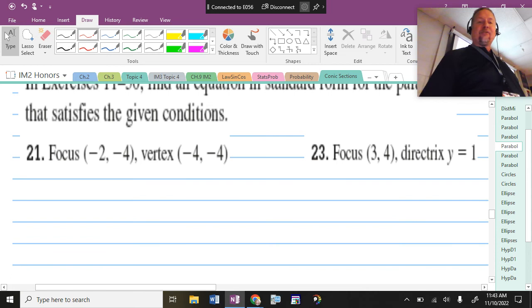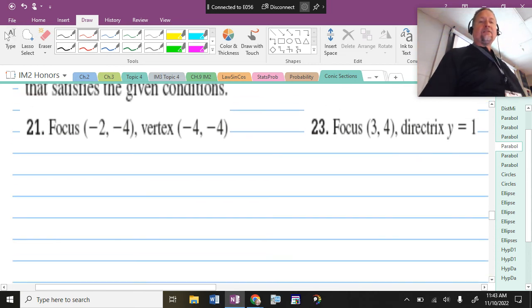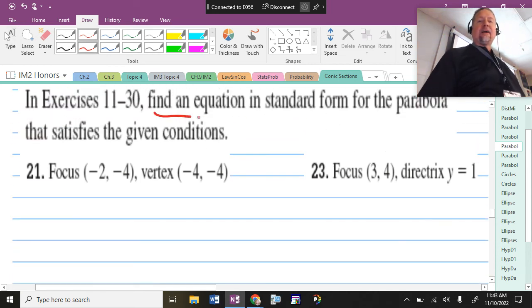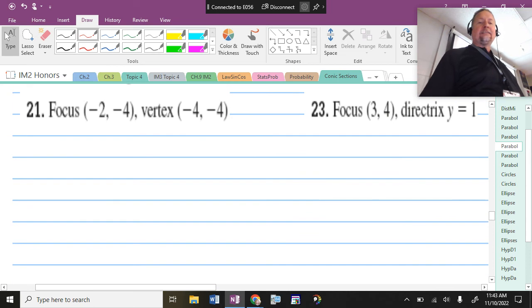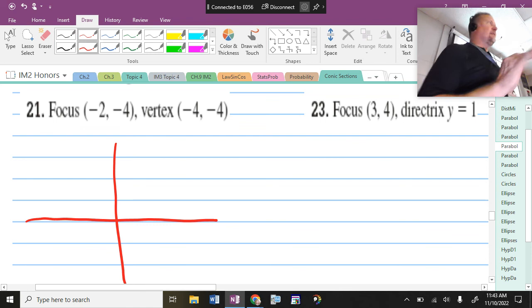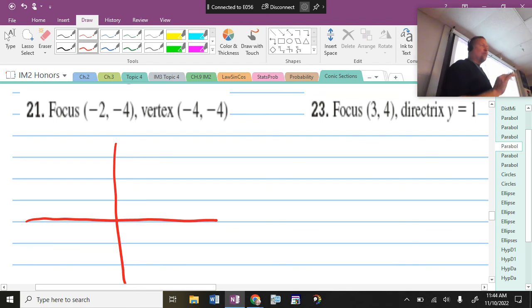Fool if you don't graph this. So notice what it says up here: find an equation. Now I'm going to ask you, and you should already know the answer because you should have already graphed. I think I said this already, or maybe I'm thinking of last hour.